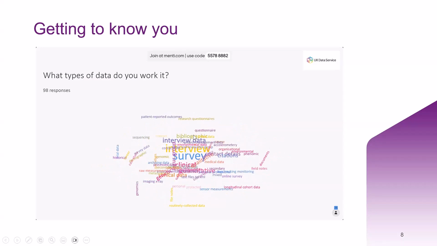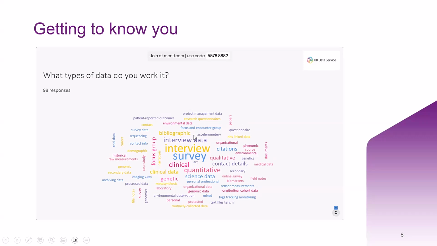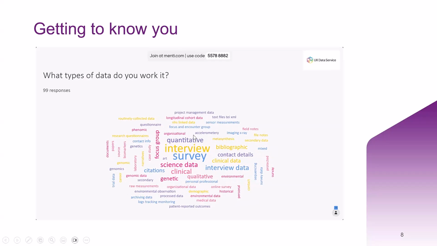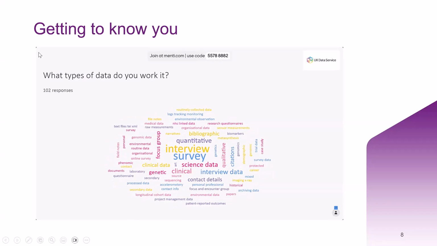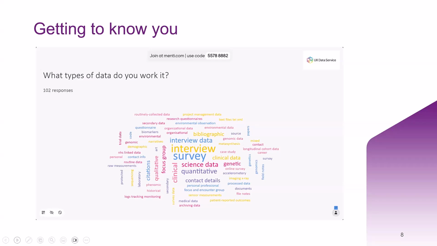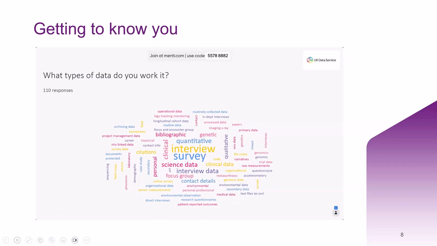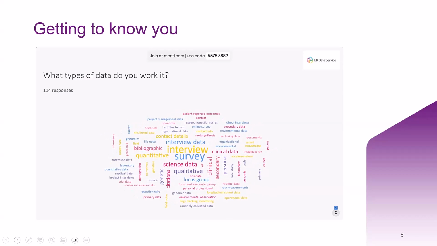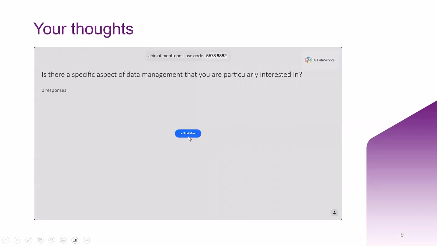Environmental data, raw measurements, citation, NHS linked data. We're also talking about admin data. These are fantastic responses. All of the information that we're covering today is applicable to all of these different types of data, some with more applicability, some with less, but especially the theoretical concepts, the FAIR and CARE principles and so on, they are applicable to all.